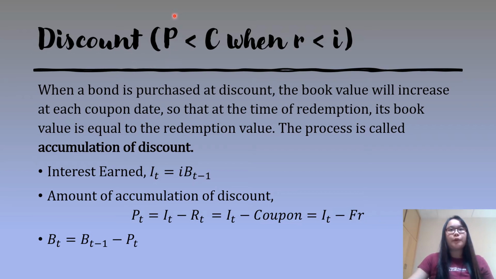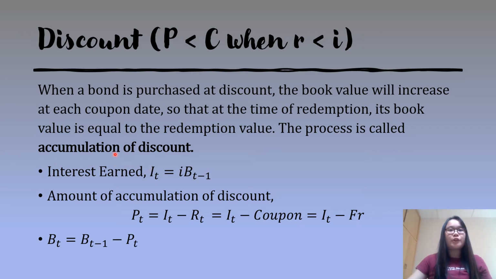Discount bond: the price is smaller than the redemption value when the coupon rate is smaller than the yield rate. So when a bond is purchased at a discount, the book value will increase at each coupon date, so that at the time of redemption, its book value is equal to the redemption value. This process is called accumulation of discount.